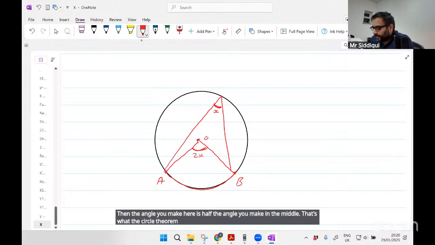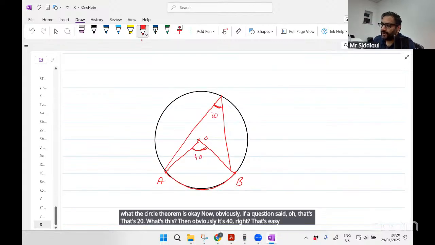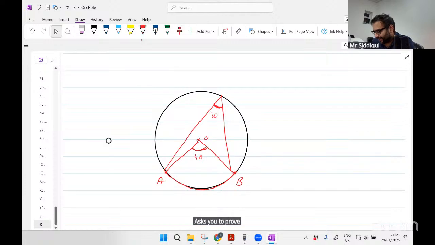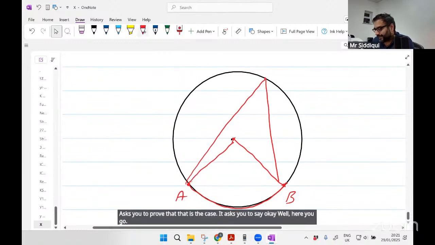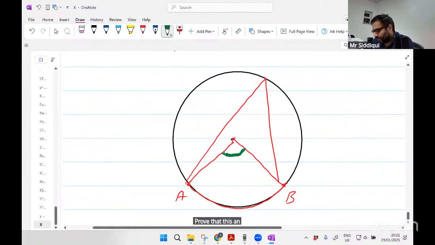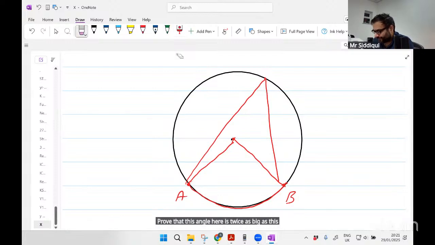Okay. Now, obviously, if a question said, "Oh, that's 20, what's this?" then obviously it's 40, right? That's easy enough. However, the topic that you have asked me just now, which is the proof of circle theorems, asks you to prove that that is the case. It asks you to say, okay, well, here you go. Prove that this angle here is twice as big as this angle here. Prove it. Okay. Which is a bit of a more complicated process.